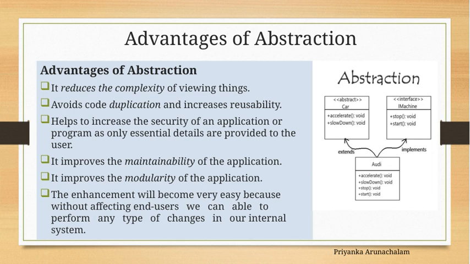When the internal system is well abstracted, making updates or fixing bugs becomes much easier. We can change internal details without impacting the end-user experience, which is crucial for long-term stability. It also boosts the modularity of the application. By breaking down the system into manageable, independent modules, each with a clear purpose, we can develop, test, and update parts of the system more efficiently.